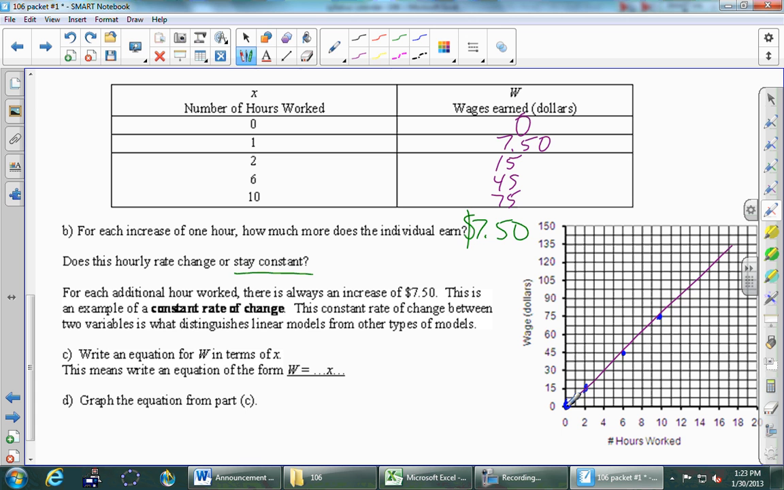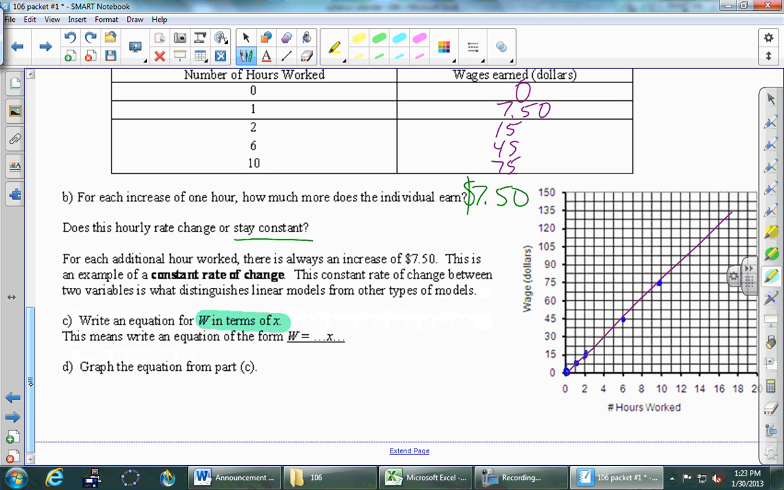Okay, thank you. So moving on to part C, it says write an equation for W in terms of X. Now there's this key phrase here that this is the first time we are using it in this class. In terms of. That's an important phrase, and we're going to see it a bunch. So here are the two options. What does it mean to say an equation for W in terms of X?